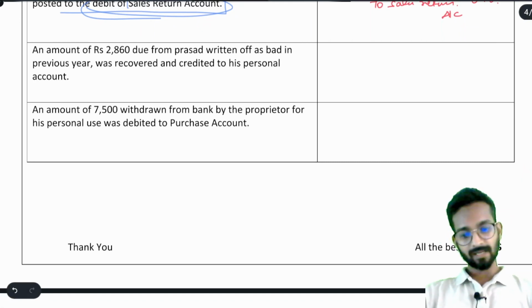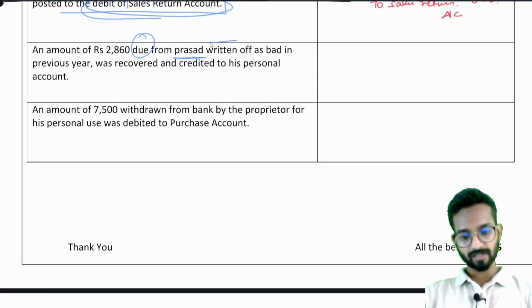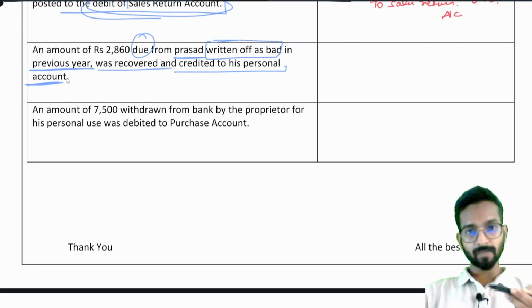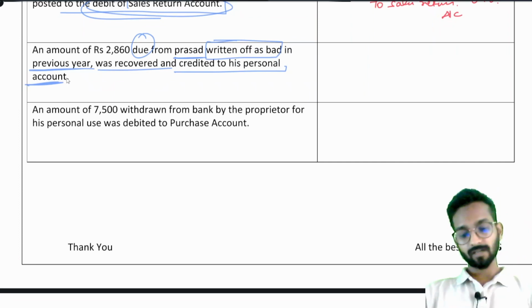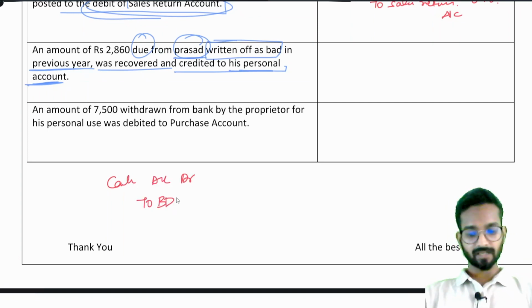After this, an amount of 2860 due from Prasad has been written off as bad in the previous year. I have already written it as bad debt. Okay. It was recovered and credited to his personal account. See, if the bad debt is recovered, what is the journal entry for that? Cash account debit to bad debt recovered. But what I have written? I have credited to the personal account of Prasad. So see, I was supposed to write cash account debit to bad debt recovered. What have I written? I have written cash account debit to Prasad.